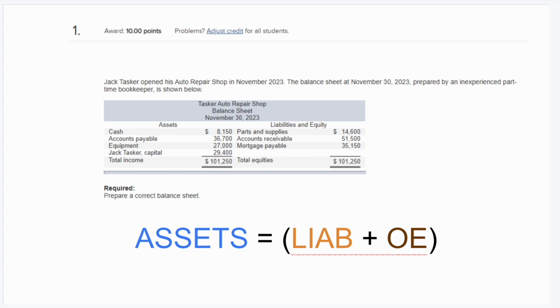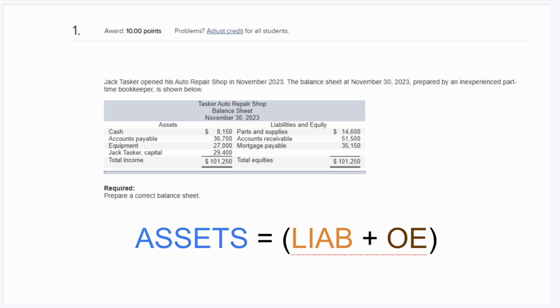Now, keep in mind, why do we do that? Well, the fact is that a company is considered an entity, and we want to be able to show the value of the company to the owners. And this is how we do it. Assets will always equal liabilities and equity put together. So assets equal liability plus owner's equity.